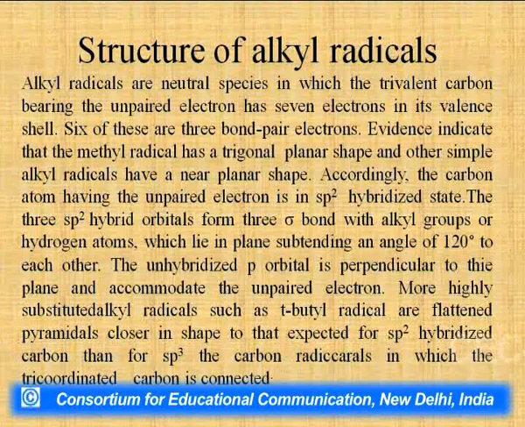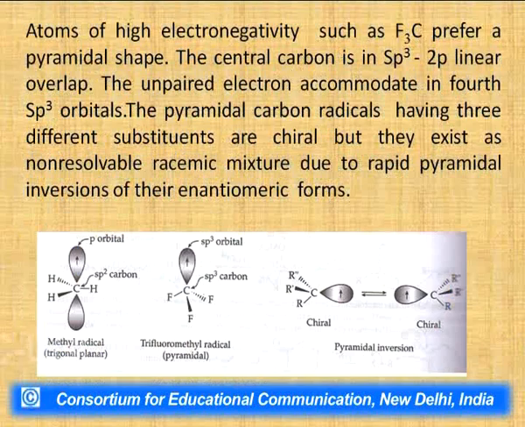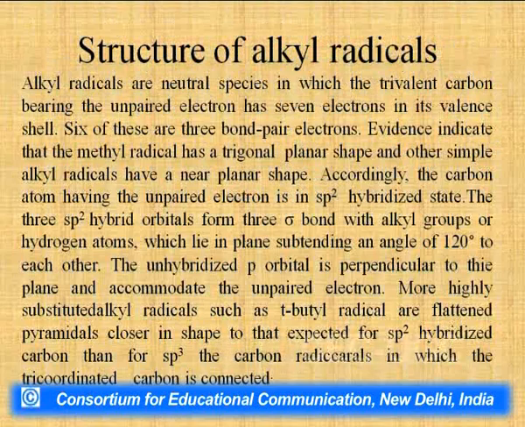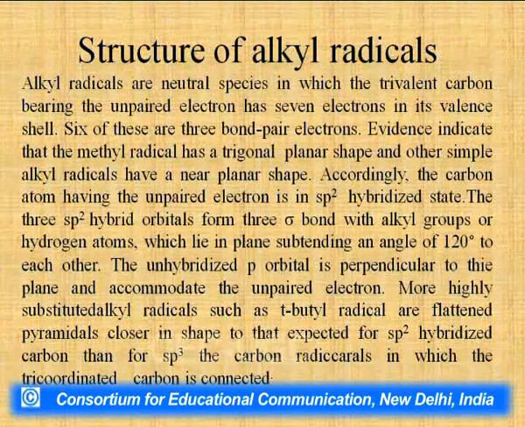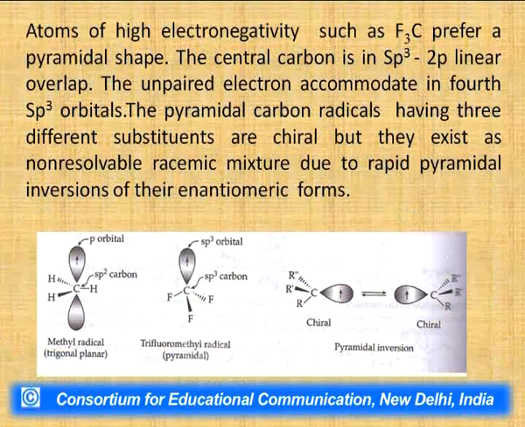Evidence indicates that methyl radical has a trigonal planar structure. You can see in the figure, methyl radical and other simple alkyl radicals have a near planar shape. Accordingly, the carbon atom having the unpaired electron is in sp2 hybridization state. The 3 sp2 hybrid orbitals form sigma bonds with the alkyl groups. You can see the carbon with a simple line, a dotted line and a dark line to the alkyl groups.